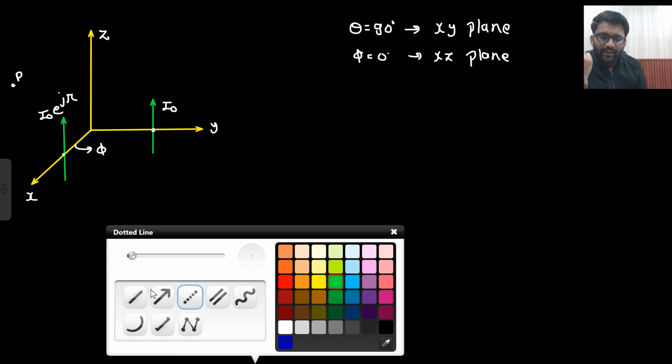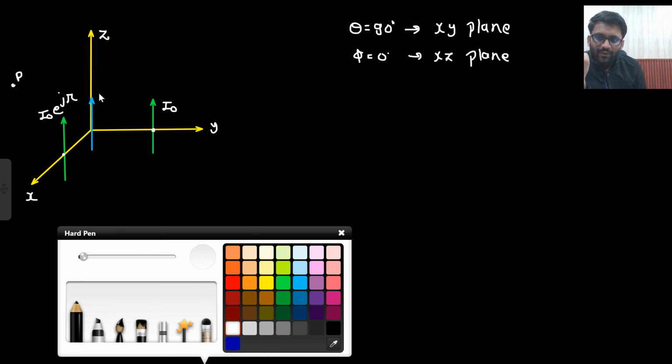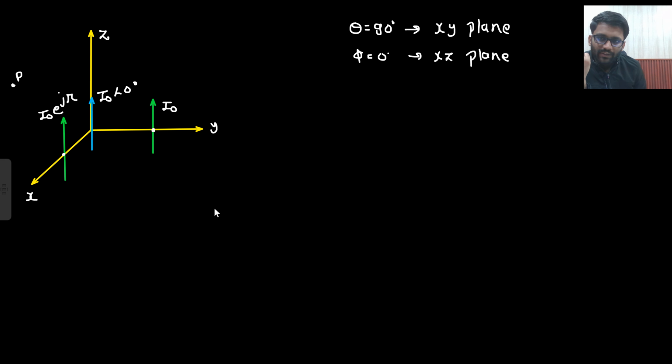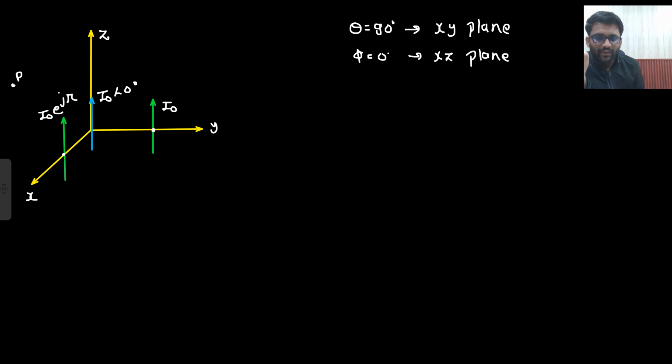Now what is our target? I will assume an antenna at the origin, an imaginary antenna at the origin, having a current of I naught and 0 degree phase. But do I need to write down the expression of E_theta? No. So I will not write down the expression of E_theta. I will only write down the array factor. So let's write down the array factor. So what will be my array factor here?